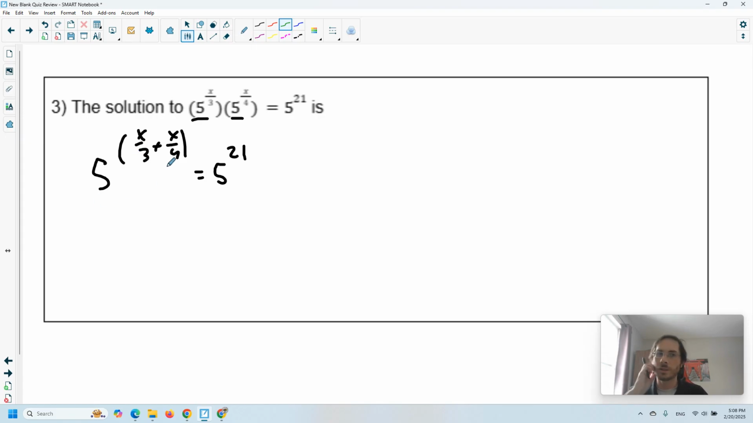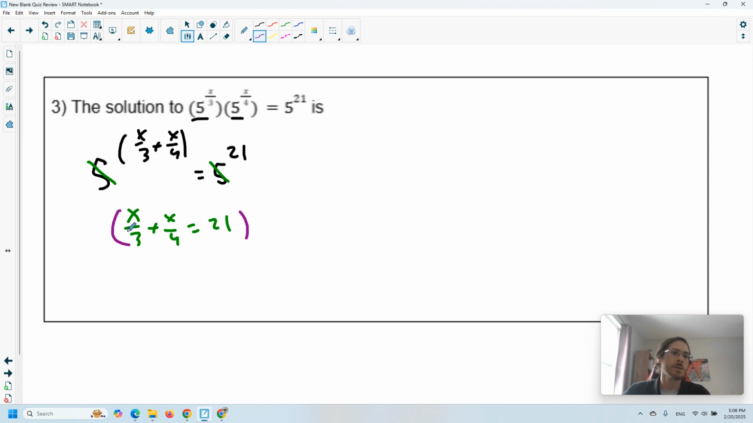Now, like we said last year, if the bases are the same, the exponents have to be the same for an equation to be true. So since these are the same, we're going to basically cross those out and do x over 3 plus x over 4 equals 21. Now, a majority of people said they didn't like the fractions, so that's fine. So we have to pick a denominator to multiply by. I could multiply by 4, so usually we would just multiply by the bigger one.